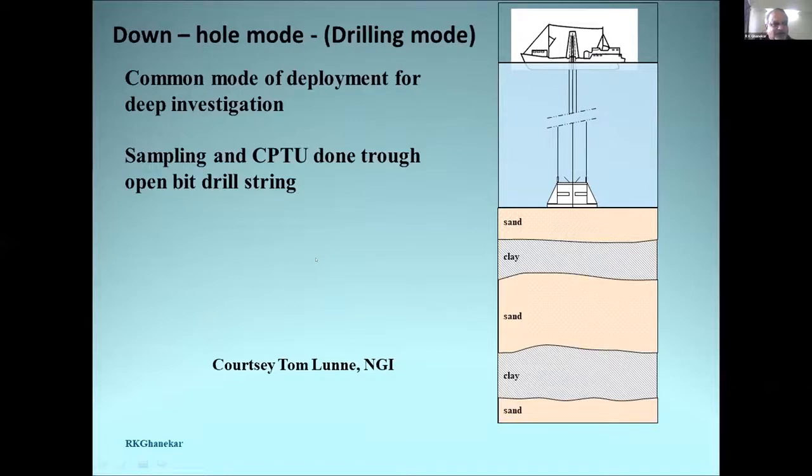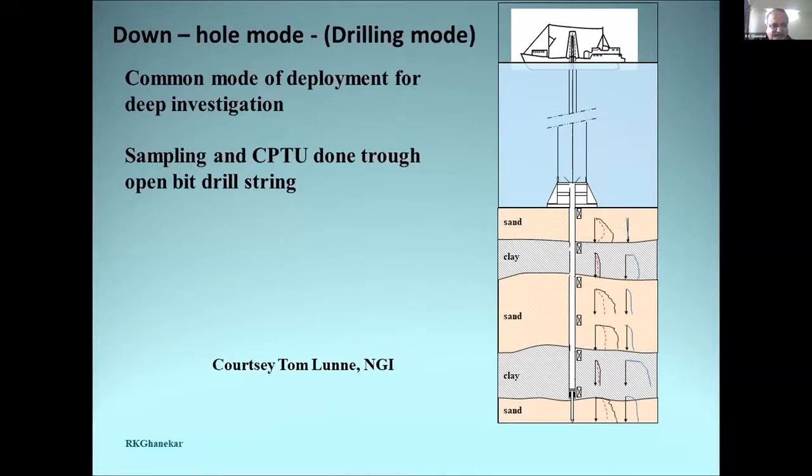Now the second mode is down-the-hole mode or drilling mode. This is a common mode of deployment for deeper investigations, with sampling and CPTU done through open bit drill strings. So you can see here, generally first a sampling is done, then the sample is taken out and the disturbed soil is drilled through. Now the cone penetration is done, the CPT stroke, then it is removed, and again the disturbed soil is drilled through, and so on and so forth. The CPT stroke is typically 3 meters.